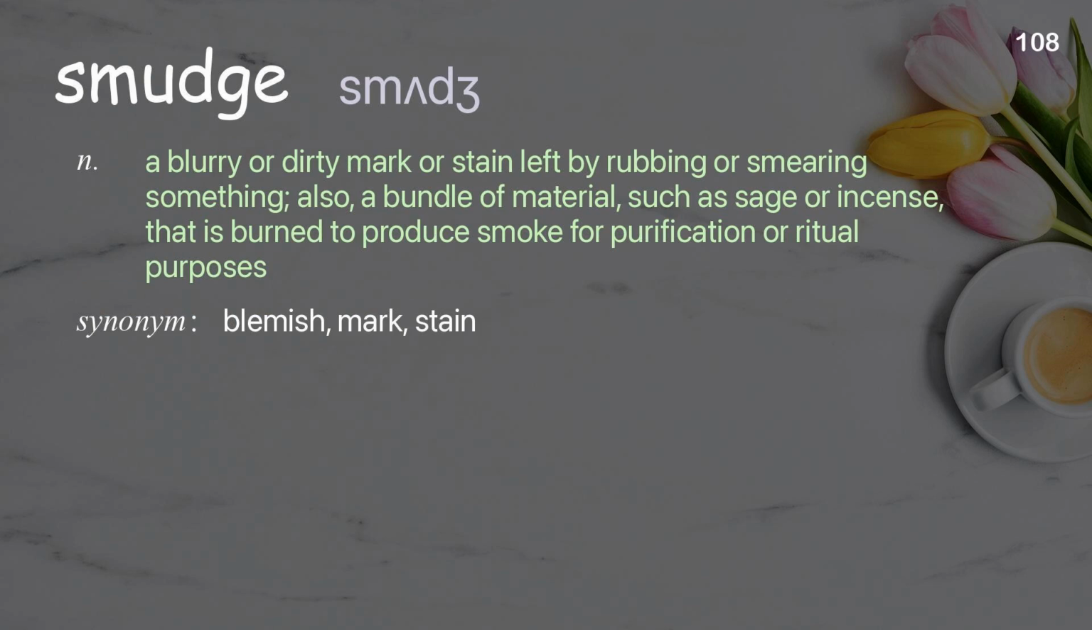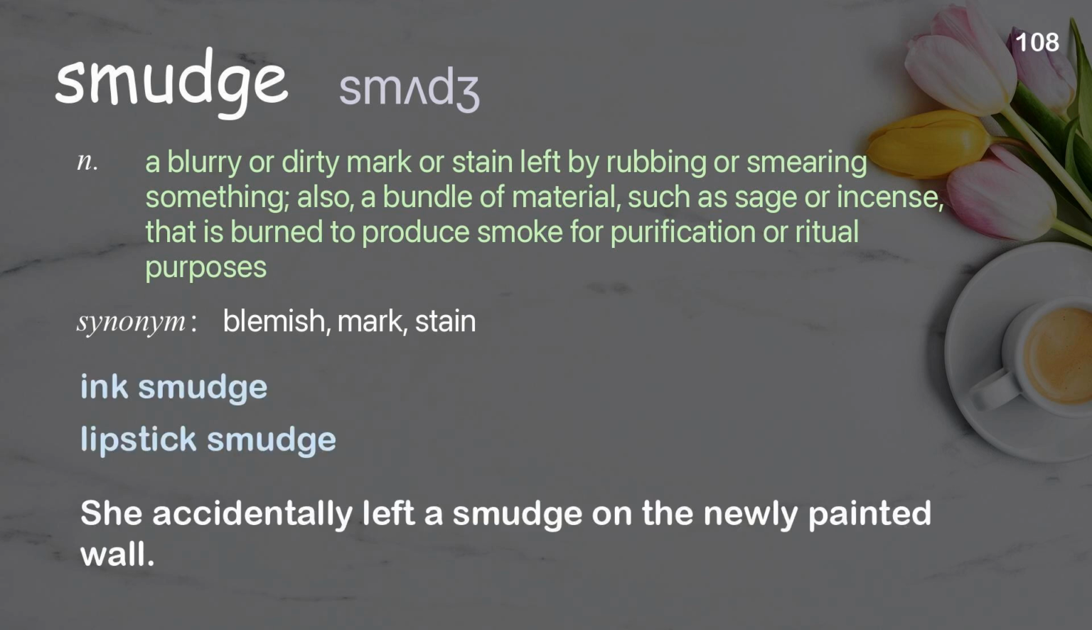Smudge. A blurry or dirty mark or stain left by rubbing or smearing something. Also, a bundle of material, such as sage or incense, that is burned to produce smoke for purification or ritual purposes. Examples: Ink smudge. Lipstick smudge. She accidentally left a smudge on the newly painted wall.